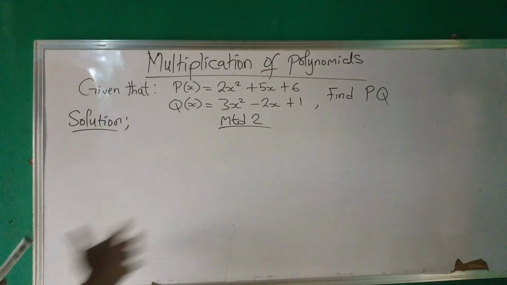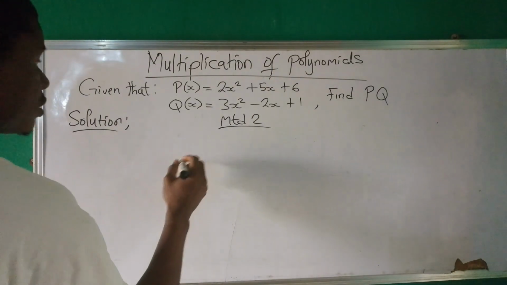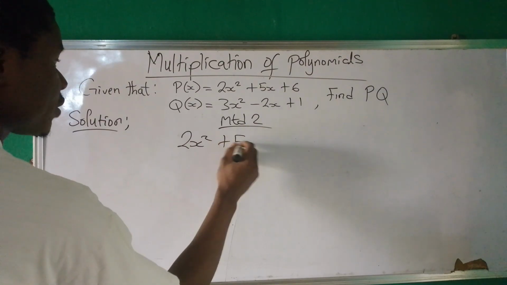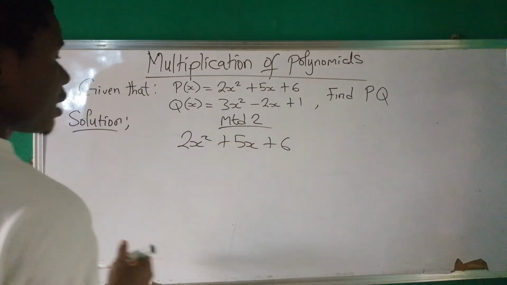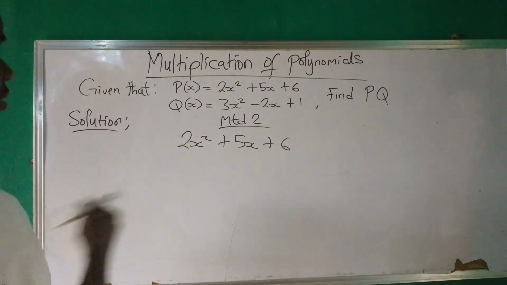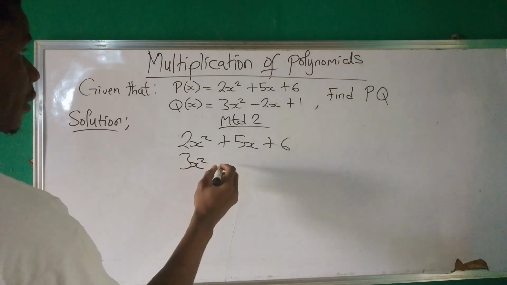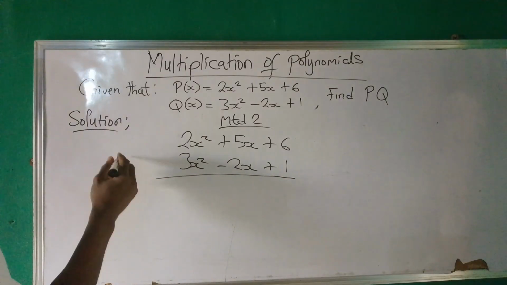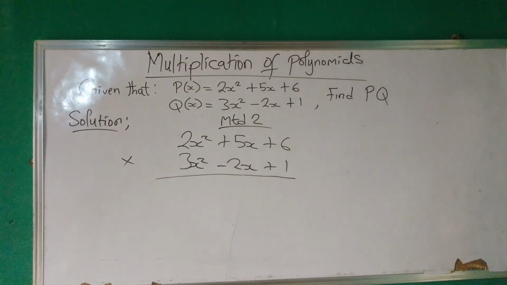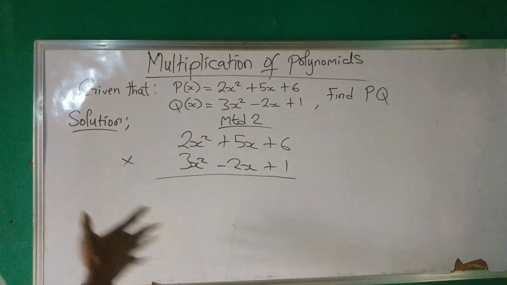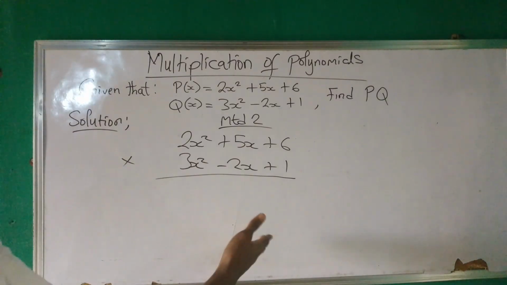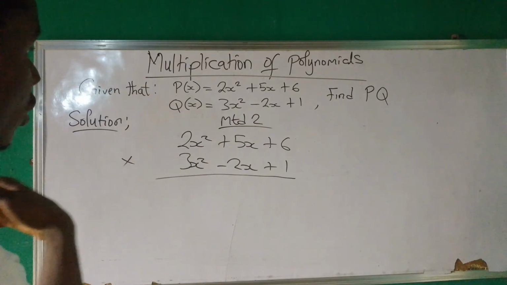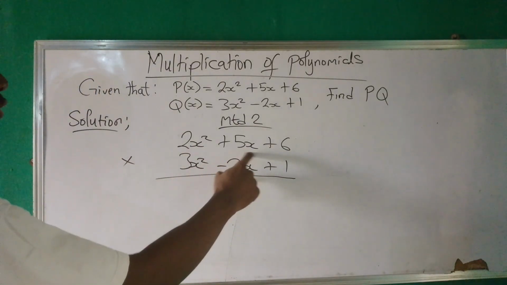To use the second method, all you have to do is to write out the two functions. The first one is 2x squared plus 5x plus 6. Then the second function is 3x squared minus 2x plus 1. If you write it out this way, you just put the multiplication sign here so that you know the operation that you are carrying out. Using the second method, all you have to do is the same simple multiplication that you do when you have just constants and no variable.